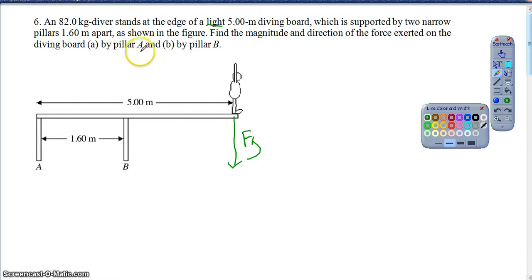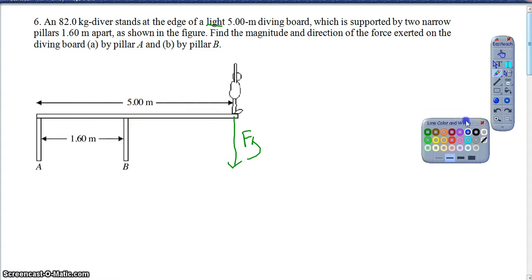We want to figure out what is the force exerted by each of those pillars on the diving board, right? So we're trying to figure out what the force of A and the force of B are on this diving board. Well, the first thing that I would encourage you to do is think about the forces here, right? We know the force of gravity is pulling down, and since the system's not moving down, that means at least one of these is going to have to be pushing upward, right? But the question is, are they both pushing upward?